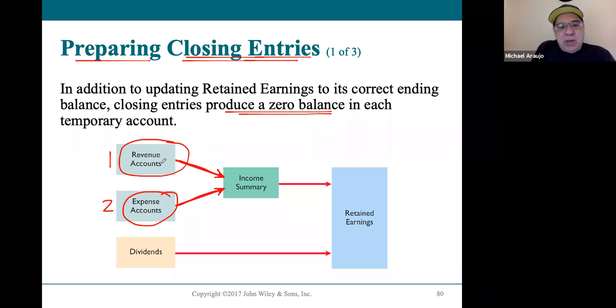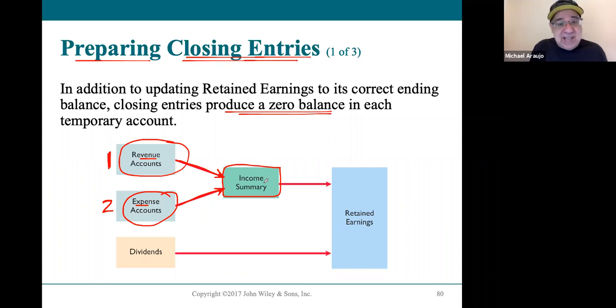Okay. Once we have closed our revenue account, the revenue account balance is now zero for all the revenue accounts. After we have closed our expense accounts, each and every expense account would now have a zero balance. Okay. What's sitting in income summary is all the revenue and all the expenses. So in essence, your income summary account sort of looks like your income statement. You see all the revenue on one side, all the expenses on another side. So it's going to be the exact same total numbers as you would see on an income statement.